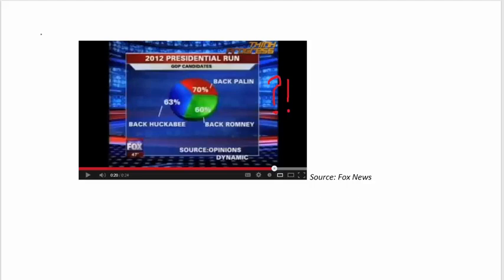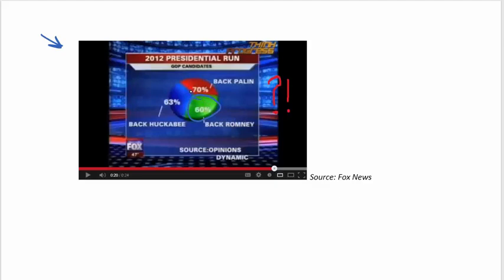This was about a presidential election. Again, this was the Republican nominations. So go ahead and take a look at that and see what you can find misleading about that one. Well, so these are GOP candidates for the 2012 presidential election, and you can see that the candidates here prefer Palin. They have 70% there, Romney 60%, Huckabee 63%. So Romney actually has the smallest backing of candidates, but his pie piece looks the largest.